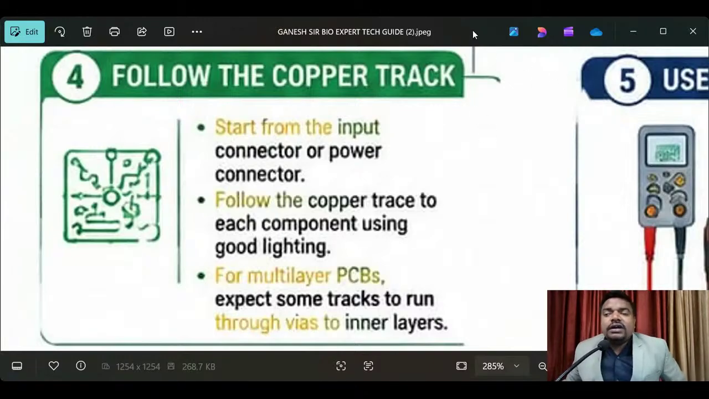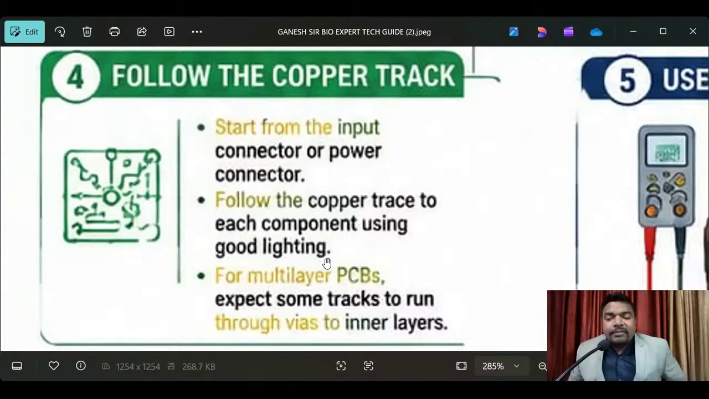Follow the copper track. In the PCB trace procedure, fourth point, procedure 4, you have to follow this. Start from the input connector or power connector, and follow the copper trace to each component using good lighting. These are very, very important.